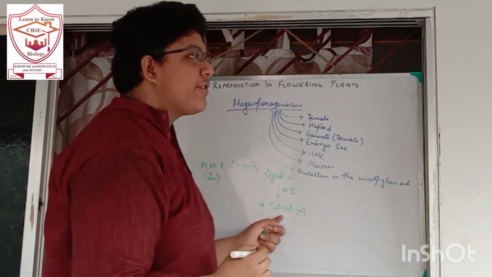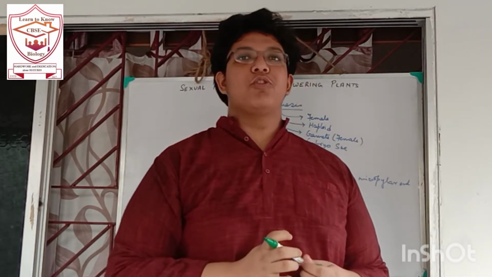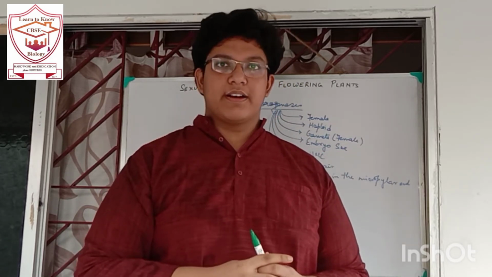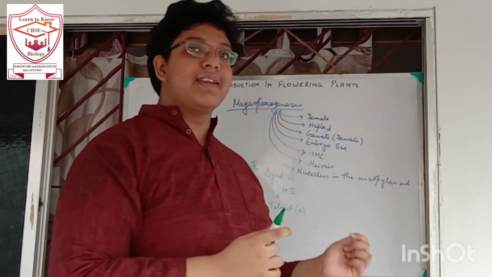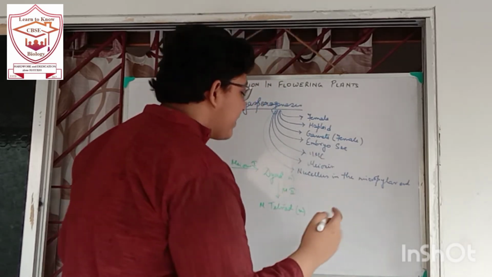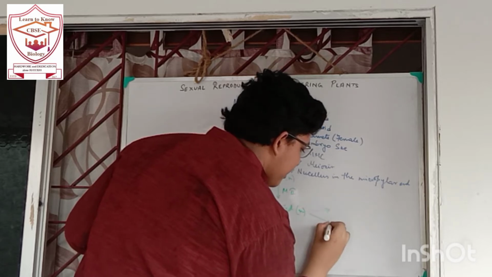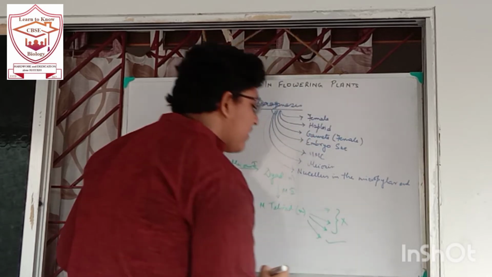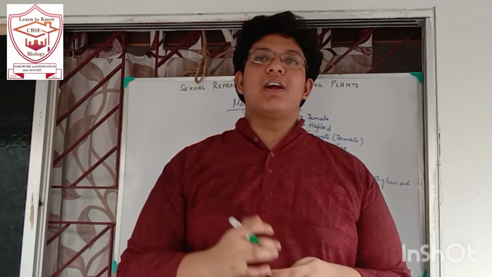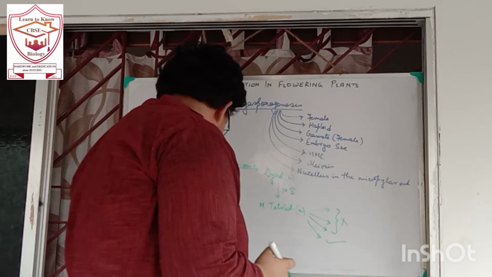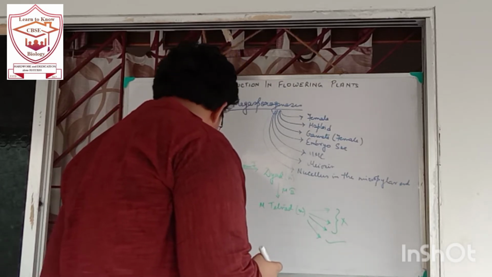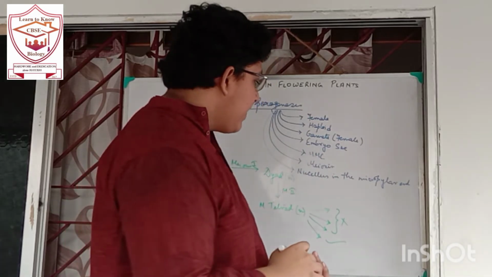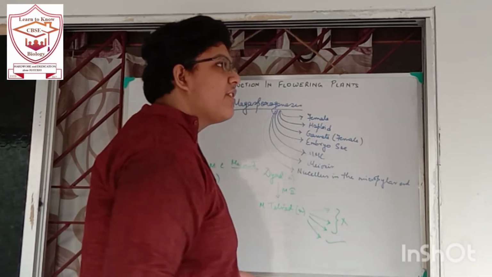Now, in pollen grain formation, the microspore mother cell gives rise to 4 pollen grains. Here, the megaspore mother cell forms the megaspore tetrad, but 3 disintegrate. Total 4, 3 disintegrate, and 1 is the functional megaspore. This megaspore undergoes differentiation in order to form the embryo sac. 3 disintegrate, only 1 remains.